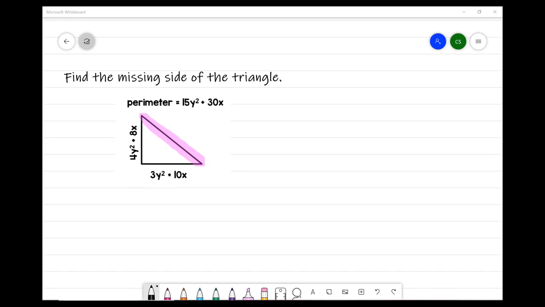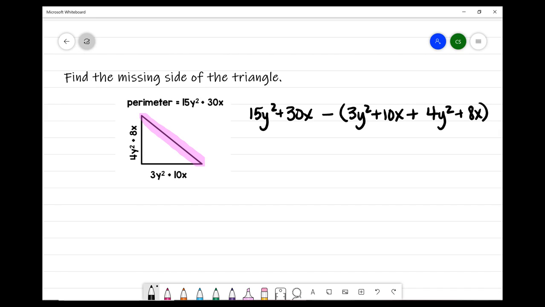So my perimeter is 15y squared plus 30x. And to find out what the missing side is, I'm going to subtract it from the sides that I know, which is 3y squared plus 10x. And that addition sign means in addition to, and this side, 4y squared plus 8x. So I can do this one of two ways. But before I distribute my negative, I'm going to combine the like terms inside.